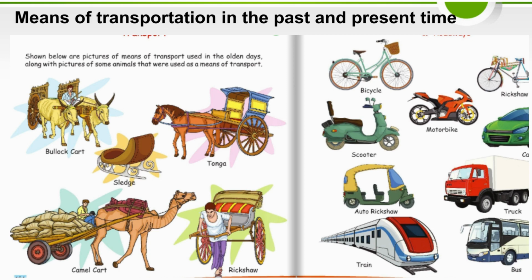Let's take a look at these means of transportation in the past and present. The past means of transportation include bullock carts, camel carts, tonga, and sledge, while the present means of transportation include motorbikes, scooter, car, truck, train, bus, etc. In the past, they used camel cart to carry heavy load, and in the present we use truck to carry heavy load. In the past, they used bullock carts to carry human beings. In the present time, we use car and motorbike to carry human beings.